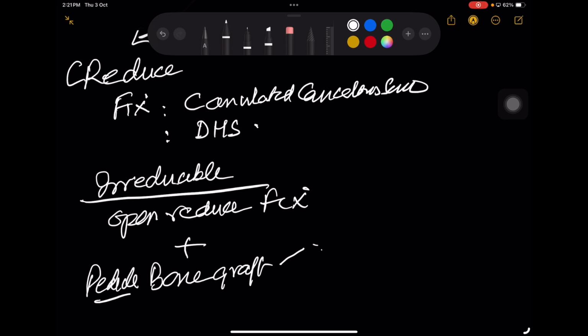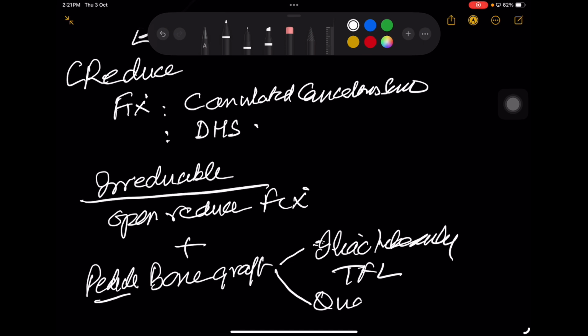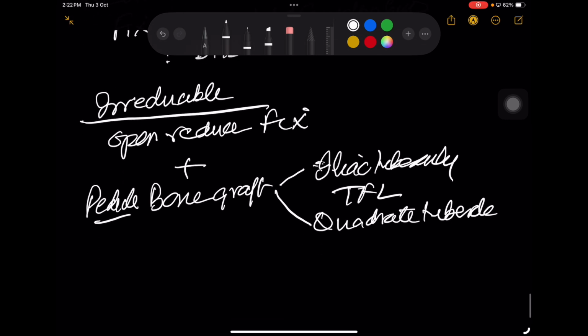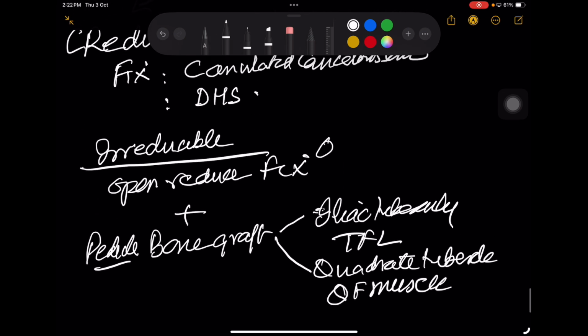So you take the iliac tuberosity, which is based on the tensor fasciae lata, or you take the quadrate tubercle, which is based on the quadratus femoris muscle. And this operation is called osteosynthesis.